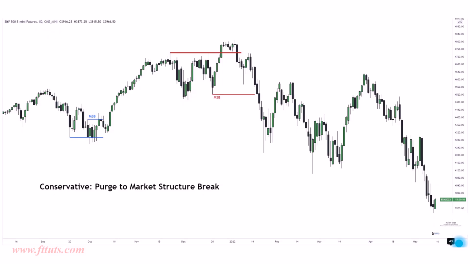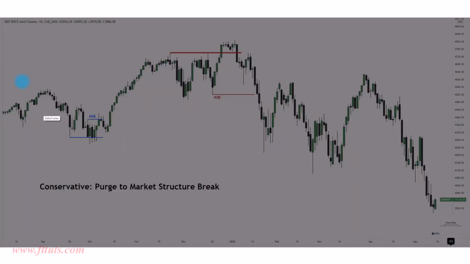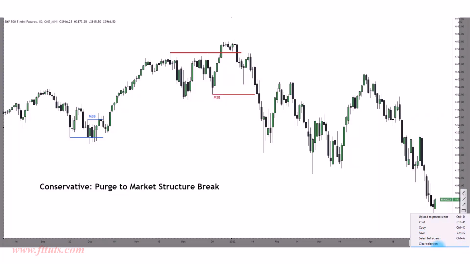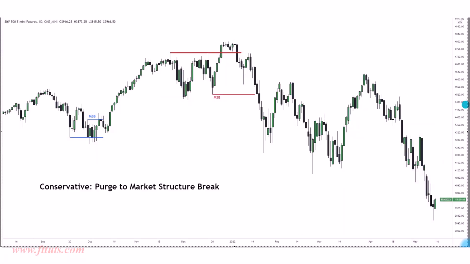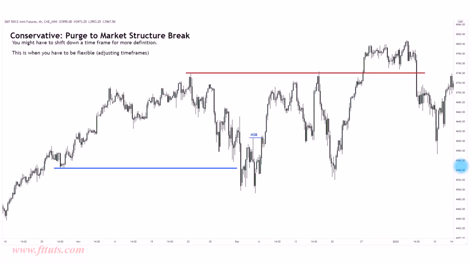So this is a conservative approach. It's where they have the purge to a market structure break. So they're waiting for highs here, and then they're waiting for that structure to break, or this one as well. Sometimes when it comes to purge to market structure break, you might have to adjust the time frames. So you might have to shift down a time frame for more definition. And again, this is when you have to be flexible.